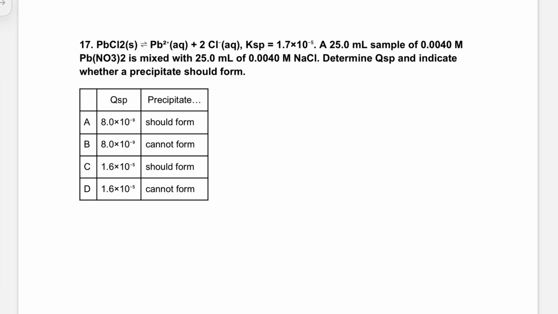Okay, question 17, second last one. A 25 milliliter sample of 0.004 molar PbNO3 is mixed with 25 mL of 0.004 molar NaCl. Determine QSP and indicate whether a precipitate should form. So I like to write out the formula so I can see it clearly.